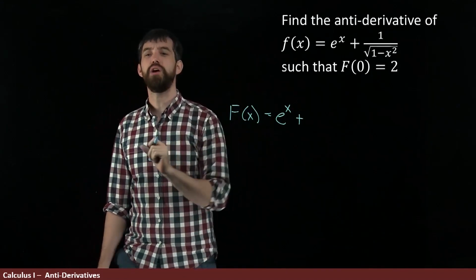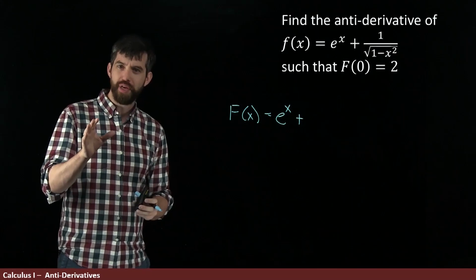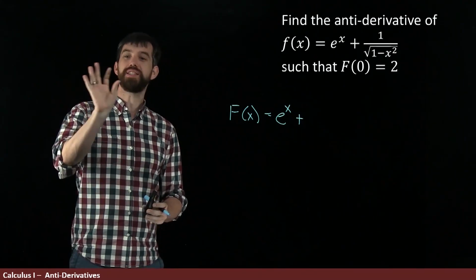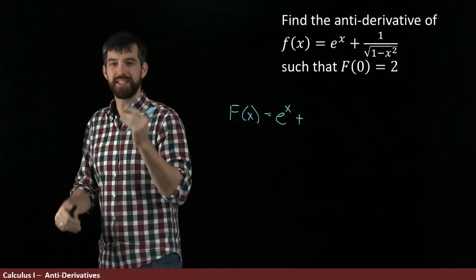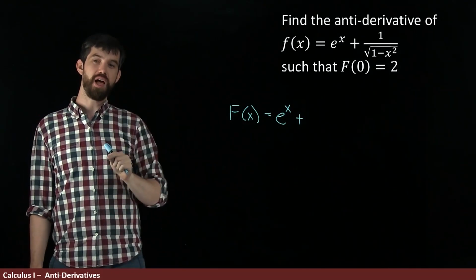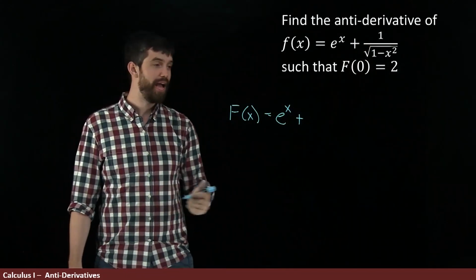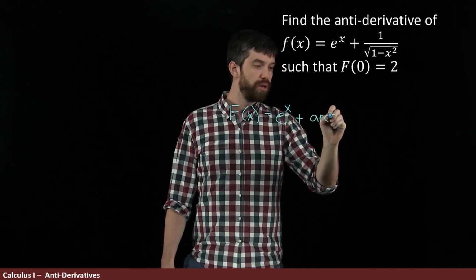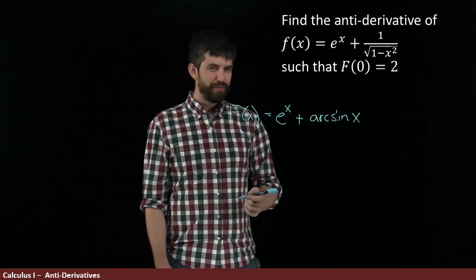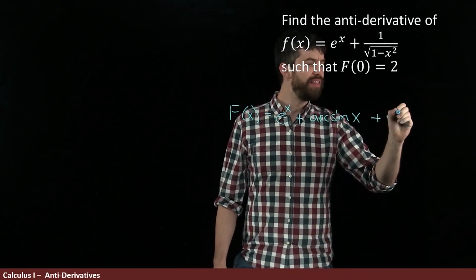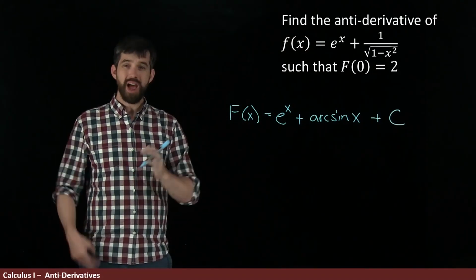Now, this is mainly a question of being able to recognize something. Indeed, you might recall that the derivative of arc sine is exactly this expression. In other words, 1 over the square root of 1 minus x squared is exactly the derivative of arc sine. And therefore, the antiderivative of this thing is just going to be arc sine as well. So this is e to the x plus arc sine of x. And then finally, for the general antiderivative, I'm going to come along and add in that plus c that we have not yet determined. So now comes time to determine that.